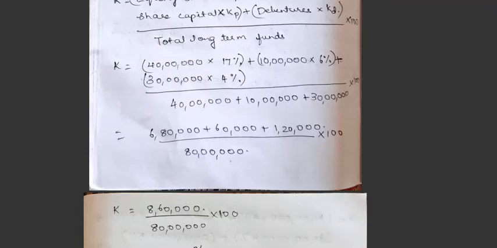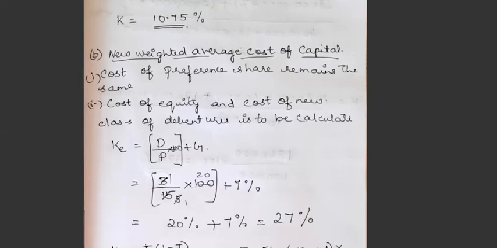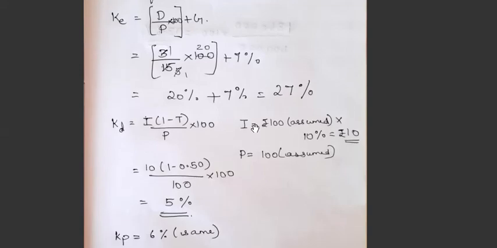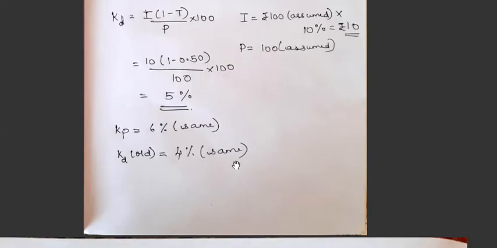In the new weighted average cost of capital, the cost of preference shares remains the same. Cost of equity will be calculated again, taking the dividend as 3, market price as 15, into 100, plus 7, the growth rate, which is the same. So you will get 27%. KP will be the same, KD old will be the same, and KD new we have to calculate. Taking 10%, assuming 100, that is 10, with 50% tax you will get 5%. KP is the same as earlier, and the old KD will be the same 4%.